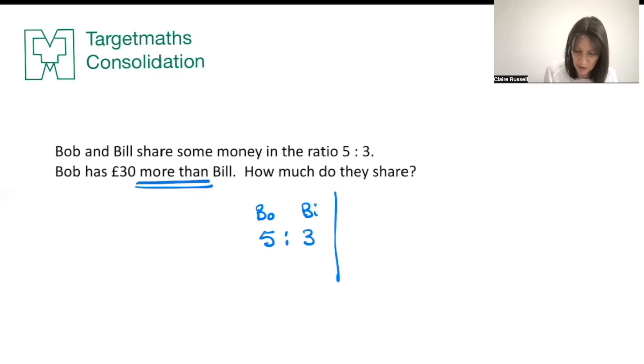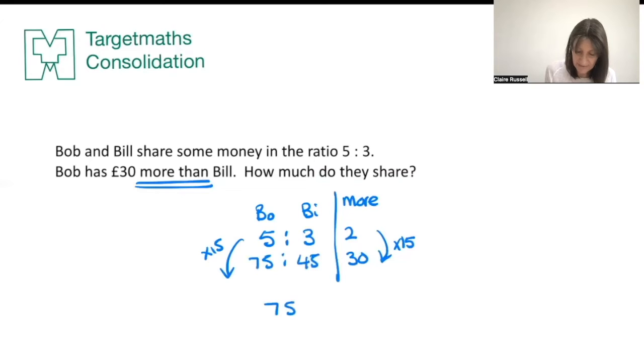So this is my invisible column, and I'm looking at how much more Bob has. So in the ratio, he has 2. In the question, he has 30. So I'm going to be timesing by 15. Do the same on this side. And we're working out how much they share. So I've got to work out what 15 times 5 is, which is 75. 15 3s are 45. And then you would add these together. So 75 plus 45 is equal to 120. All right. So if you got that right, really well done.